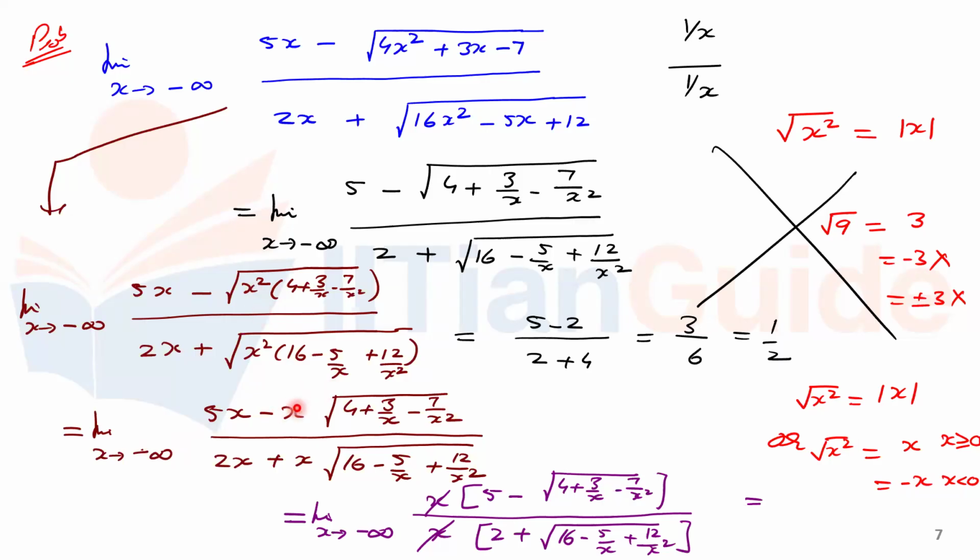This is the mistake I committed. So I'm making it correct. Under root of x square is not x, it is minus x. Minus sign is outside all there. So I will write it to be plus x. Okay. Got it? बात follow कर लिया?